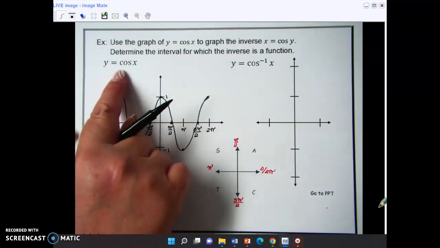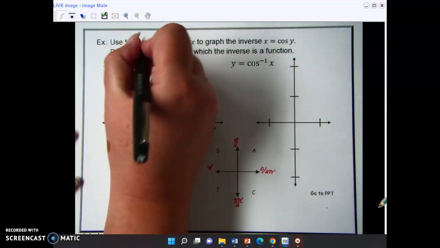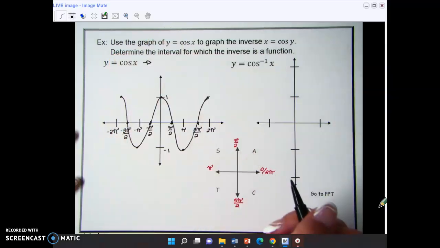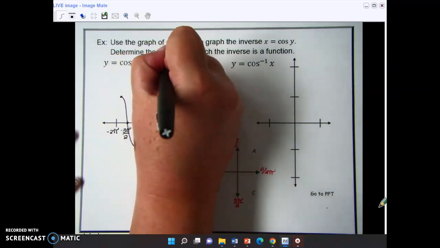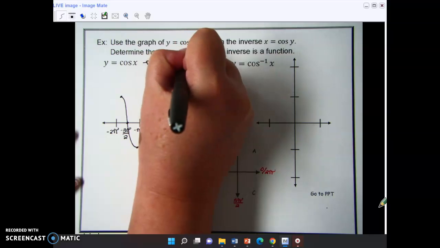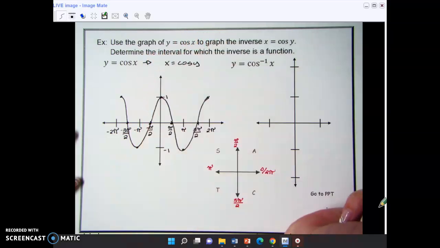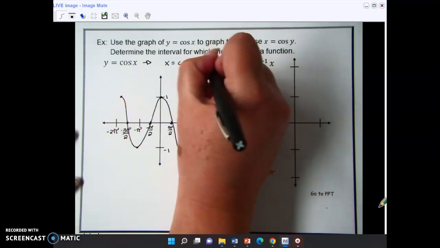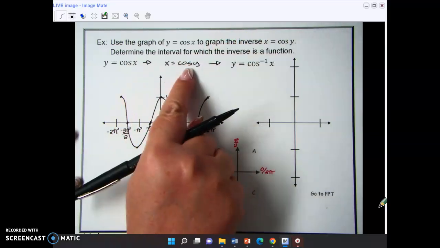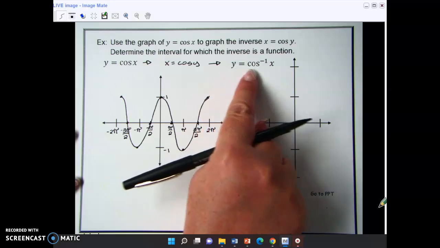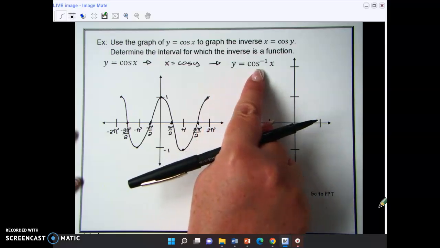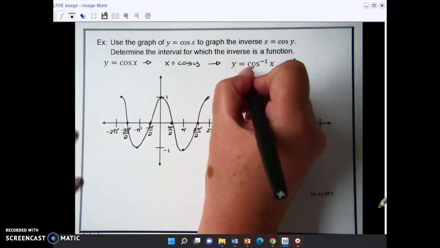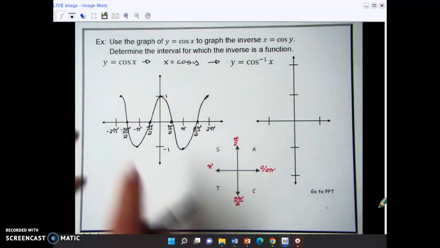So when we take the inverse, we always switch the x and the y value. So when I do that, I get x is equal to cosine of y. So if I solve for y, I have to take the inverse cosine of both sides, and that would leave y by itself, and then that would mean that the left-hand side is inverse cosine of x. So this is the inverse of this function here.